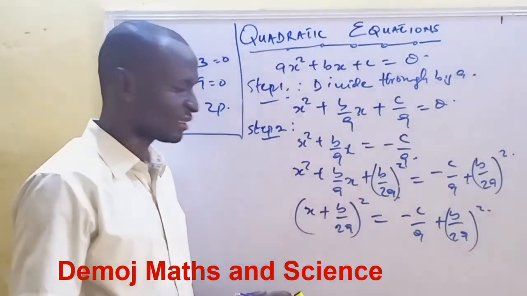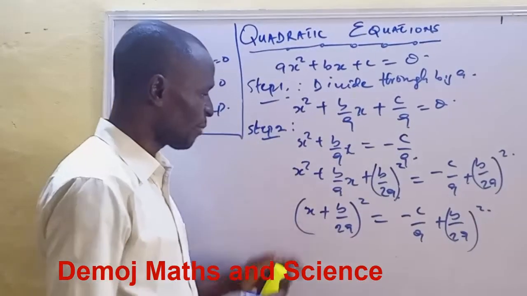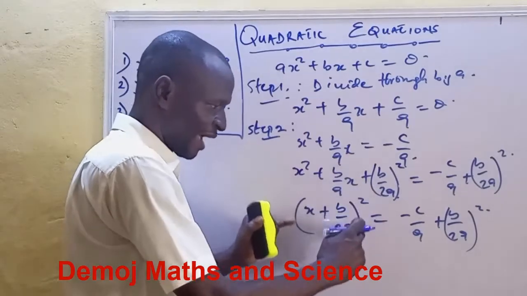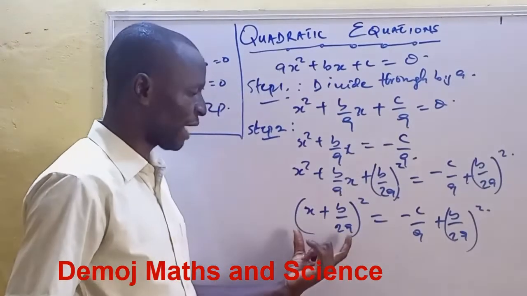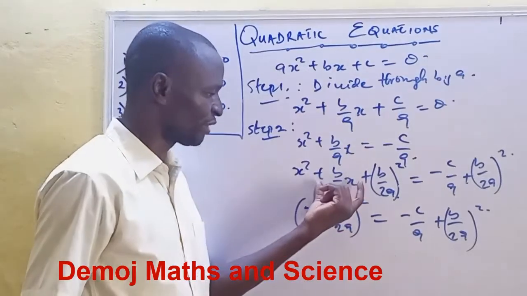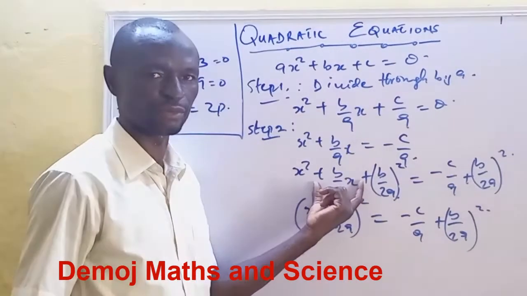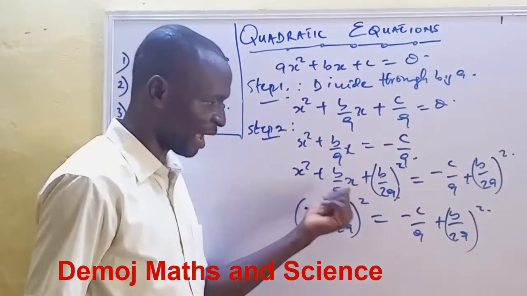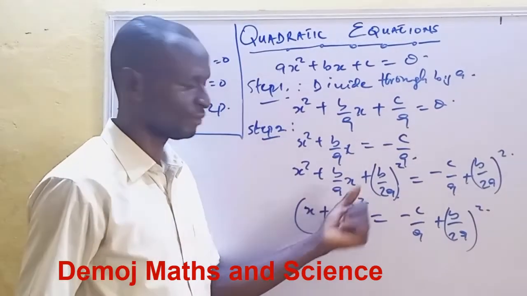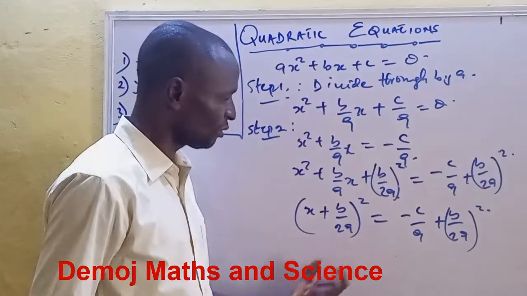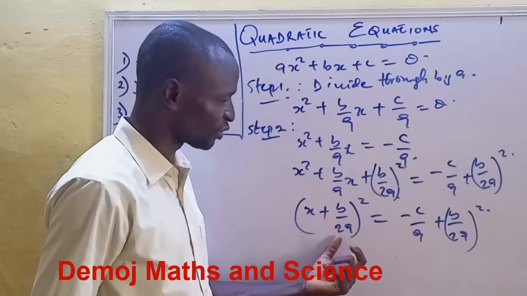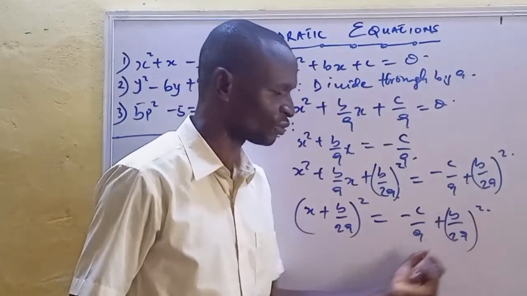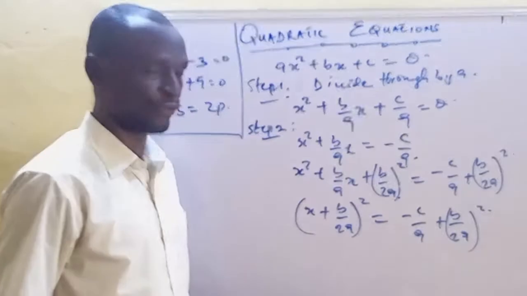Now, as completing the square, I now bring out x plus b over 2a and I bracket it. If you expand this bracket, it will bring you back to this equation. Now, x plus b over 2a is equal to minus c over a plus b over 2a all squared. This should lead us to the formula.